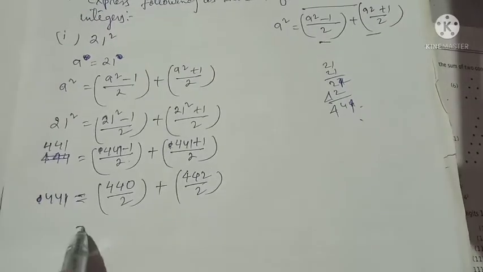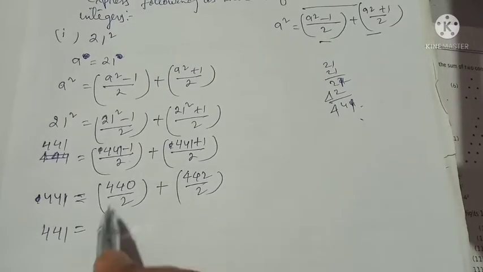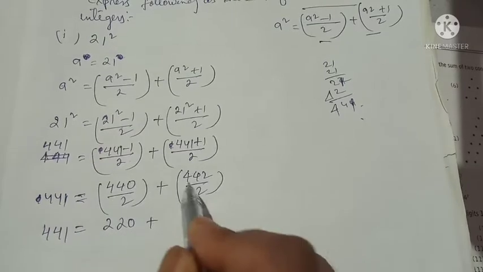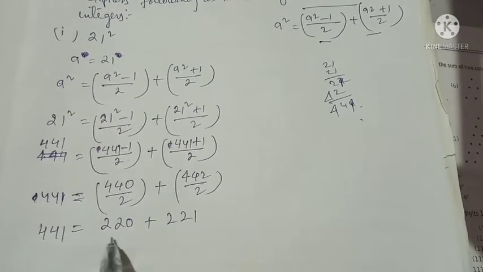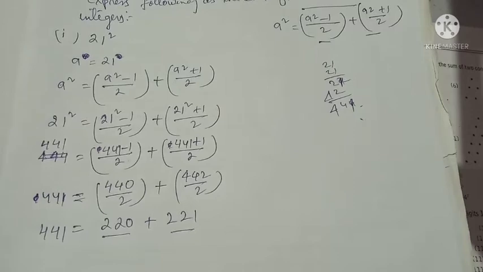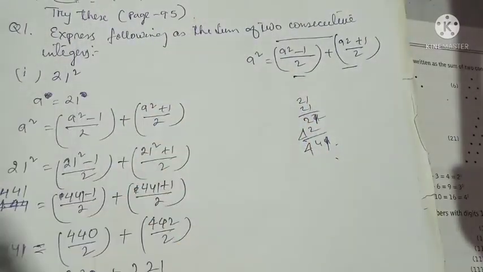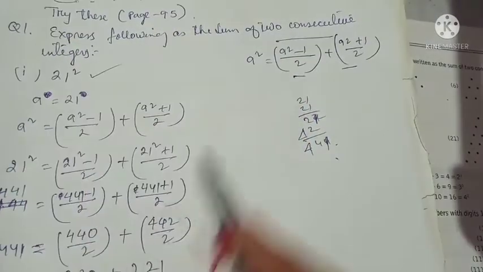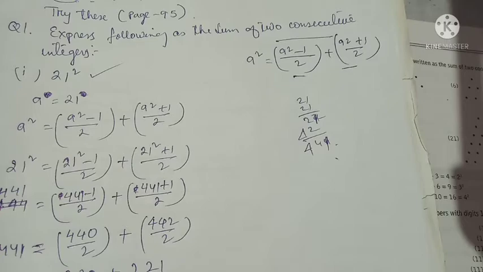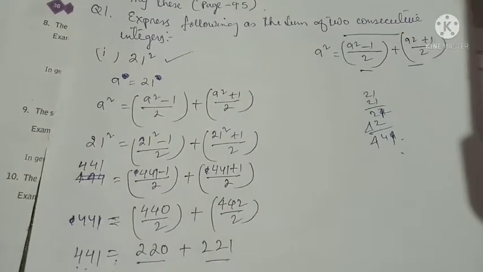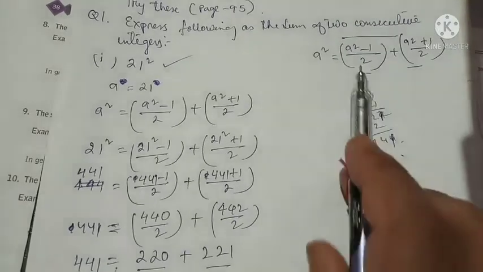Now we are finding two consecutive numbers. One is 220 and another one is 221. These are the two consecutive numbers that make equal to the square of the odd number. Understand? In this way, we have to find the sum of two consecutive numbers. This is the problem that we have to solve in this way.